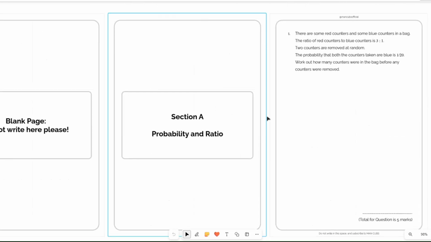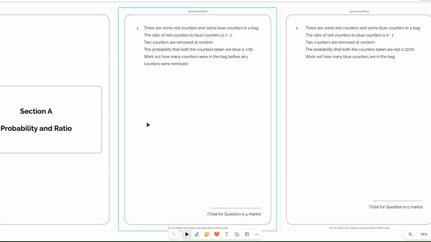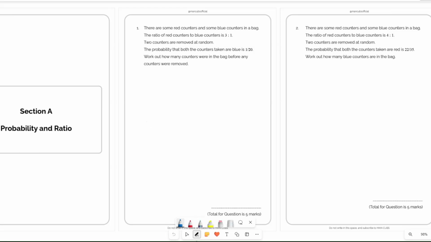With the first question, we're going to be doing section A today, probability and ratio. So there are some red and blue counters in a bag. The ratio of red to blue counters is 3 to 1. Two counters are removed at random, and the probability that both the counters taken are blue is 1/20. What we're trying to work out is how many counters were in the bag before any counters were removed.